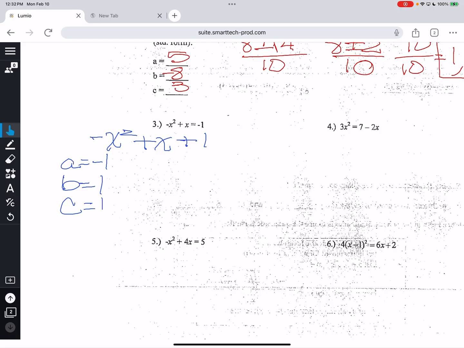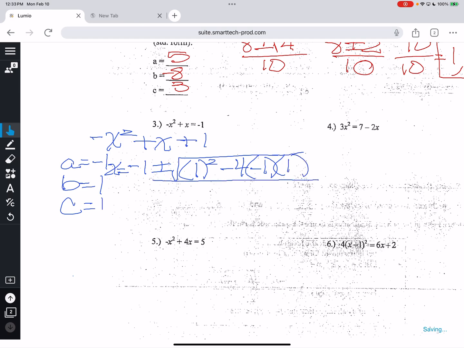All right, so when we go to fill it in, opposite b, which will be what? Negative 1. This is x equals plus or minus, and then the big old radical. And we're going to have b squared, so put it in parentheses, minus 4 times a, which is negative 1, and times c, which is positive 1, all over 2a. And what is 2a? Negative 2.